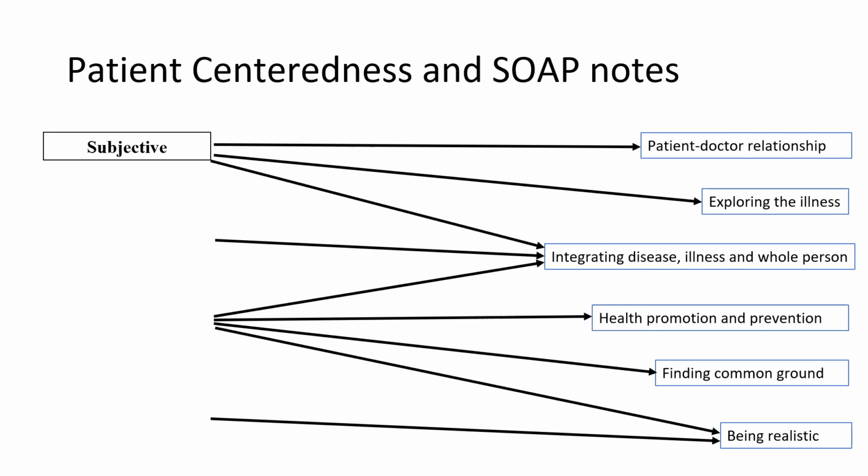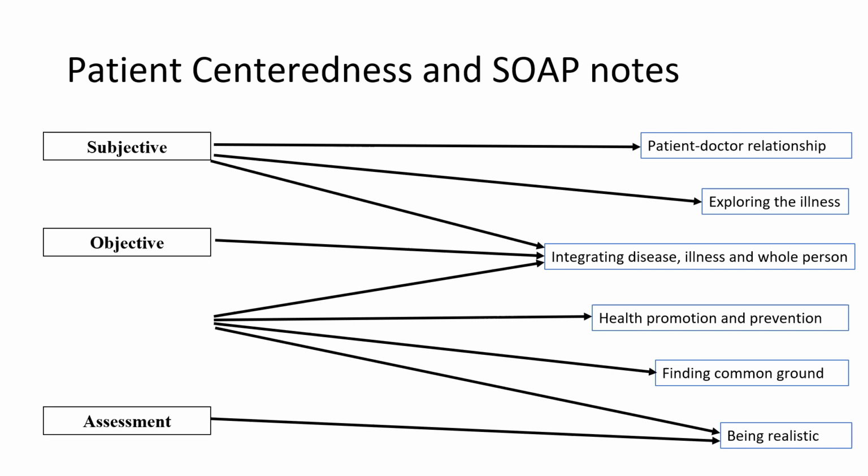If we had to integrate disease, illness, and the whole person, that would be something objective. So we're telling the person, well, this is the diagnosis, this is what we think is wrong, this is what's happening. So we're considering the disease and we're telling the patient, well, this is what's going to happen next. The assessment, we come up with a diagnosis, and the assessment is what we think is wrong.